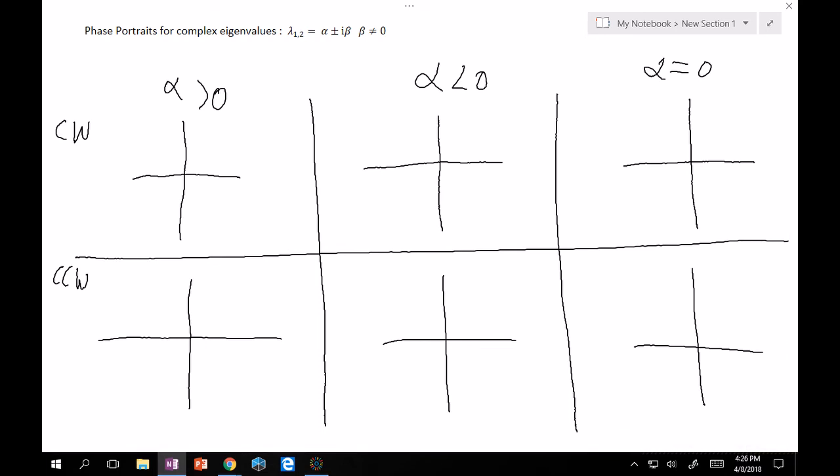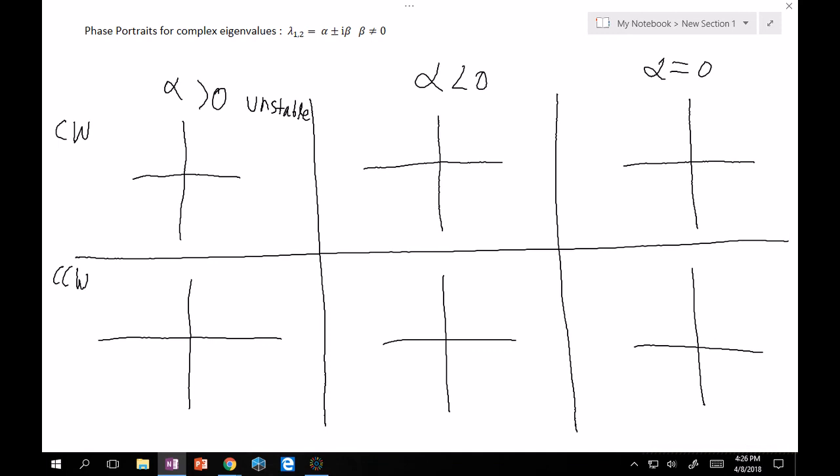A lot of what you learned last video is going to translate very well into this video, in the sense that if you think of alpha greater than 0, that is something that has a real part greater than 0. So in the last video, when we had an eigenvalue that was greater than 0, it should be what? It should be unstable, right? So that's probably the case here. So let me write that. We'll probably have something that's unstable here.